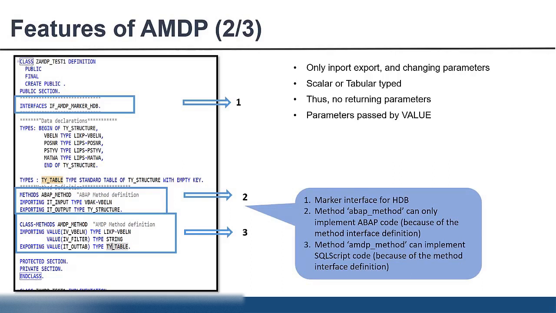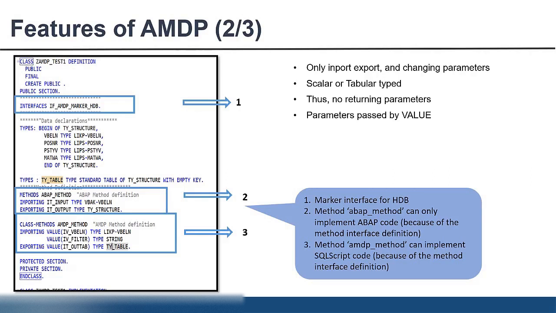So here you can see there are two methods. One is a normal ABAP method and the other one is an AMDP method. ABAP_method is a normal ABAP method and AMDP_method, the second method, is an AMDP method. That means within an AMDP class you can have a combination of normal ABAP methods and AMDP methods. Now how will these methods be implemented? An ABAP method will be implemented in a normal way.